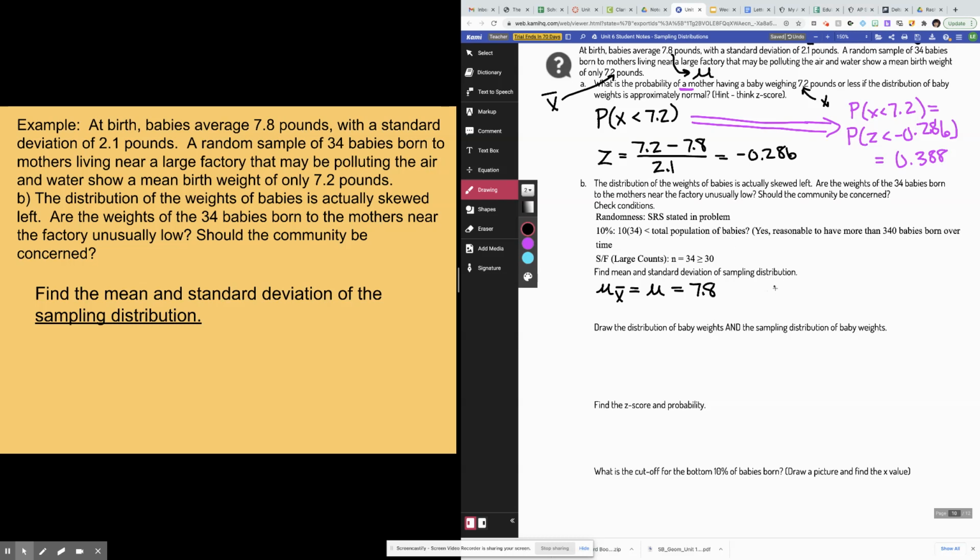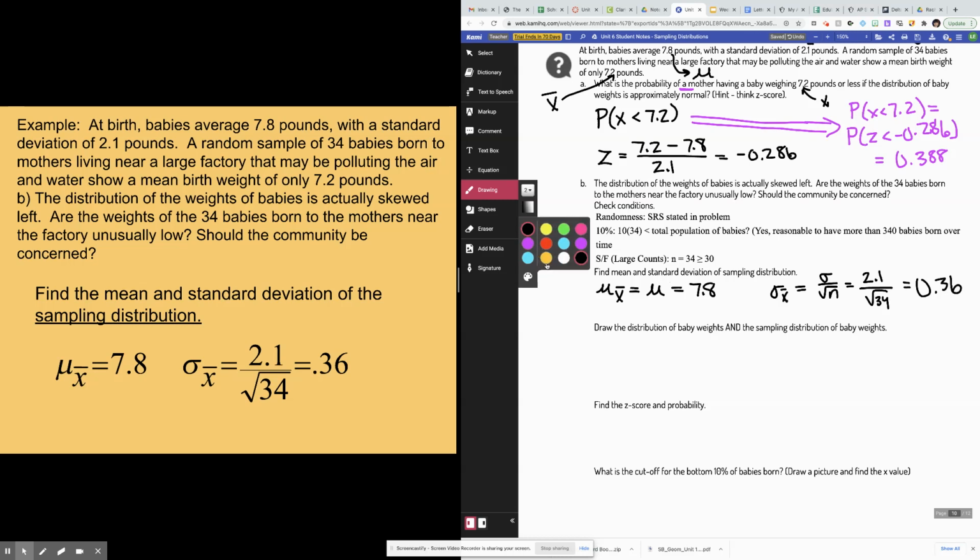But what you'll see is that the standard deviation of the sampling distribution is different, because we have to take the standard deviation they gave us and divide by the square root of n. So here, that's 2.1, the standard deviation of the population, divided by the square root of 34, which I have worked out for you on the left side of the screen. So that value is 0.36. Notice that the mean is the same from the sample to the sampling distribution, but the standard deviation is vastly different.